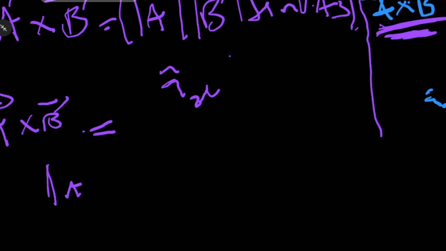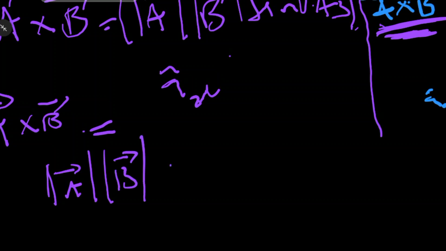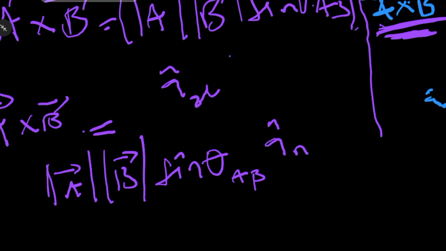the magnitude of A by the magnitude of B, sine of the angle between them, that is between A and B, multiplied by the new angle formed, sorry, the new direction.